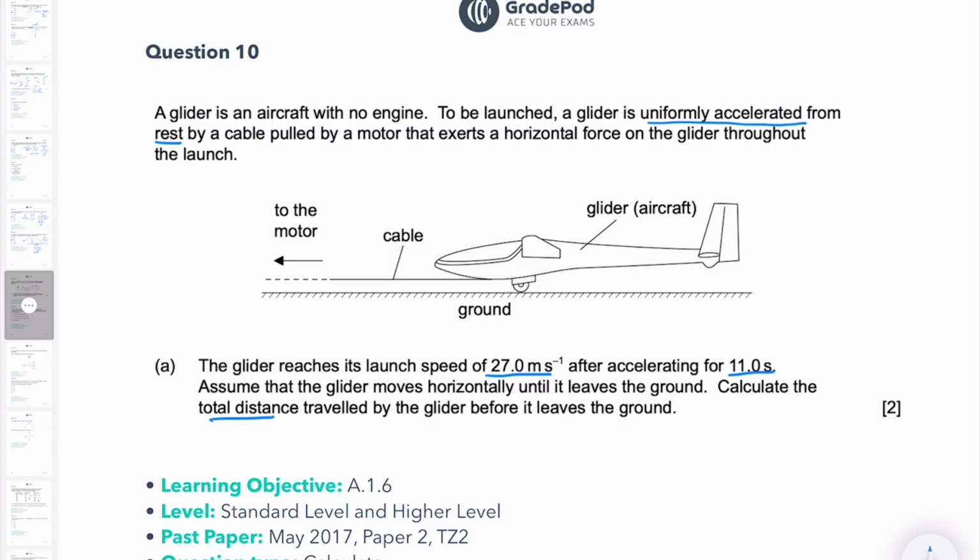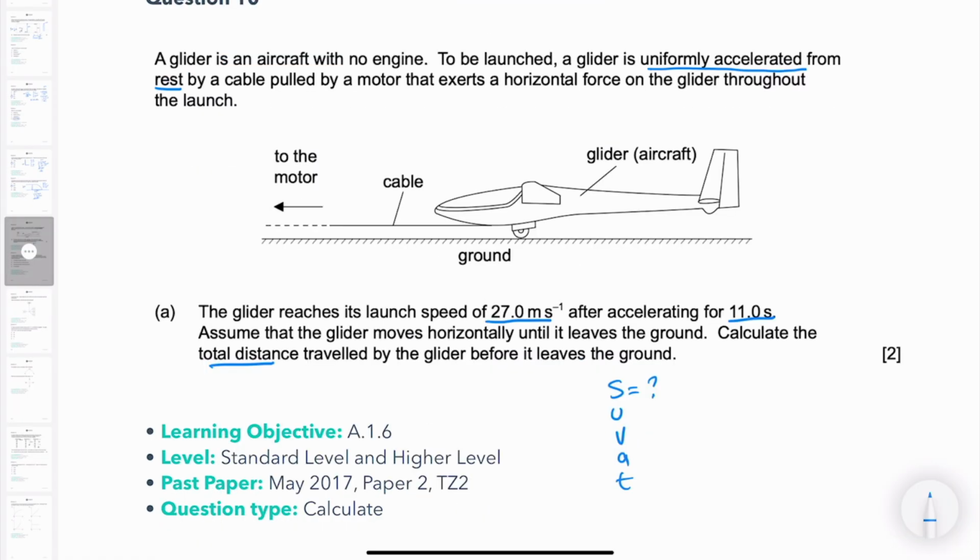Because they've said uniformly accelerated, we know it's going in a straight line. We can use the equations of motion here. So write down the word SUVAT. We want to know the distance it travels, like the length of the runway. We know that it's being accelerated from rest. We know that its final speed is 27 meters per second. And we know that it takes 11 seconds for that to happen.